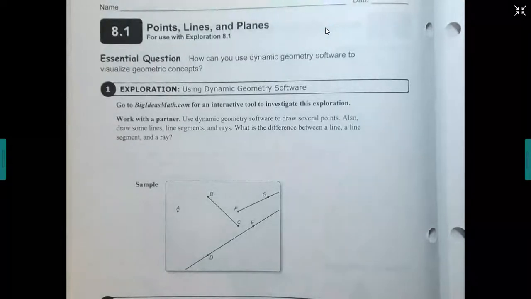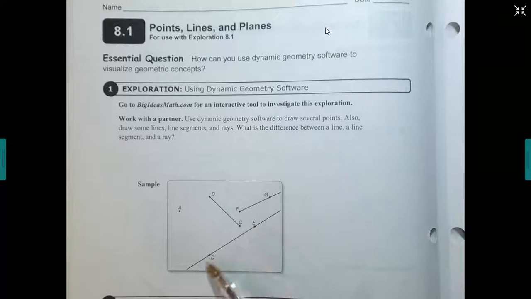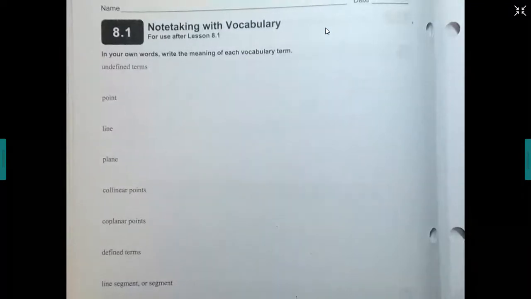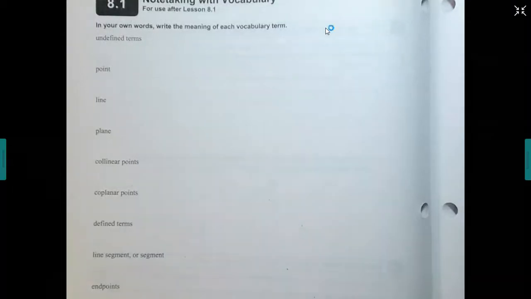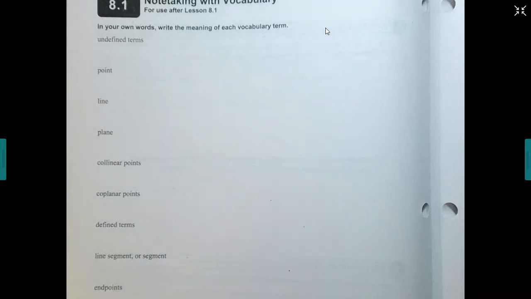Collinear points, that would be points that are on the same line. Collinear, so they're on the same line. Let's go through and put down our definitions as we're going through these. So if you can turn with me to page 218. We're going to go through all of these.